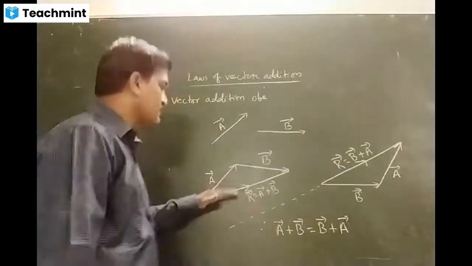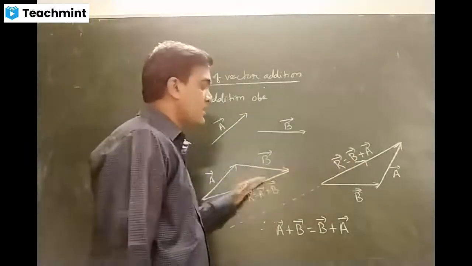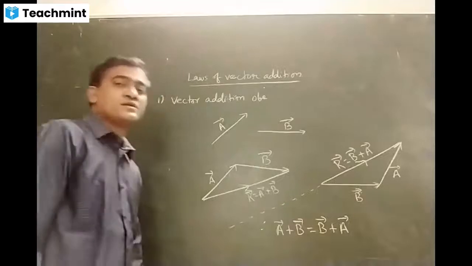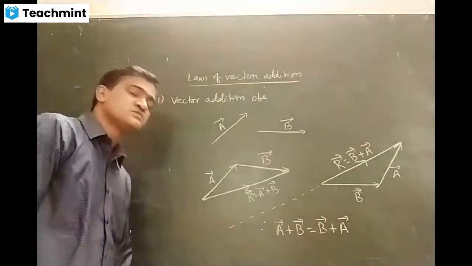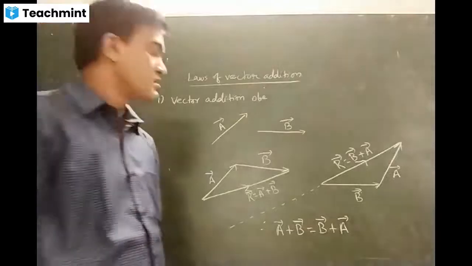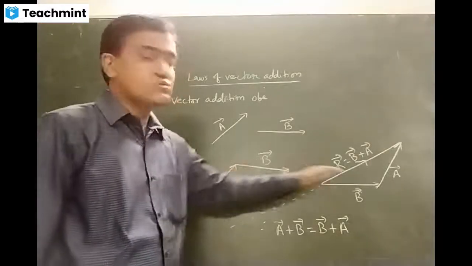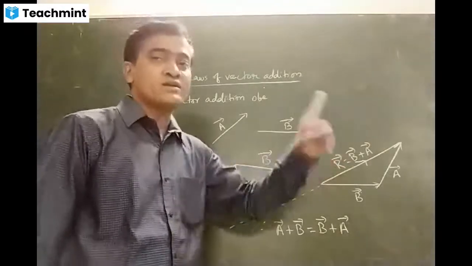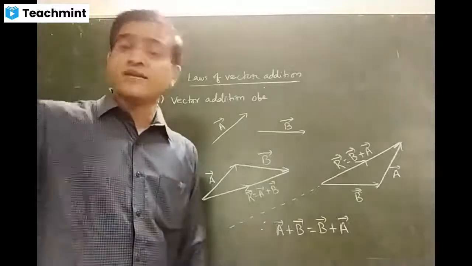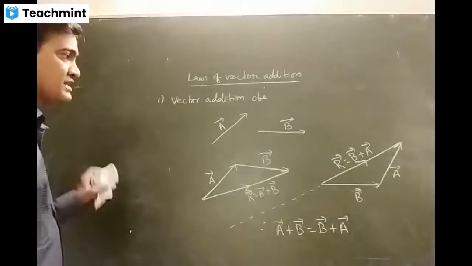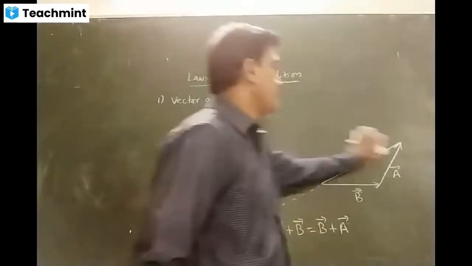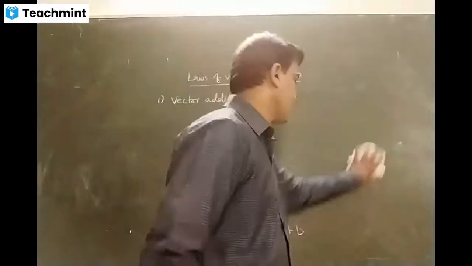Now if you look at these two directions, are they in the same direction? Yes, they are in the same direction. So I can say that A bar plus B bar is equal to B bar plus A bar. I can show these two in one diagram. Let me show you for clarity, in this way.